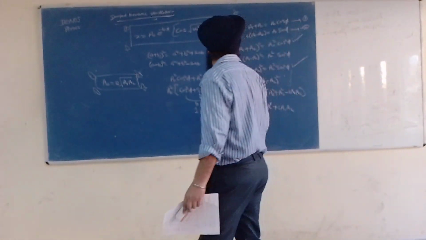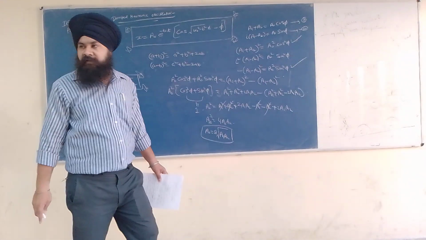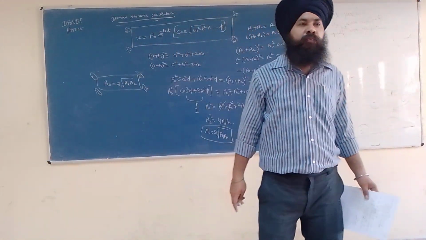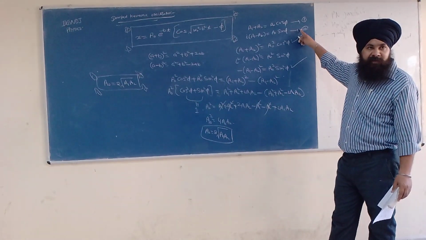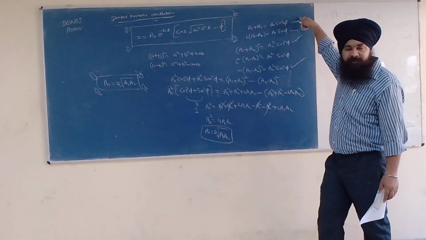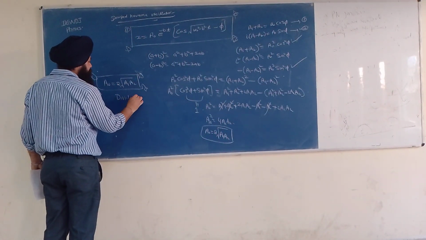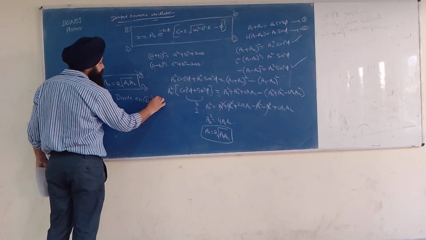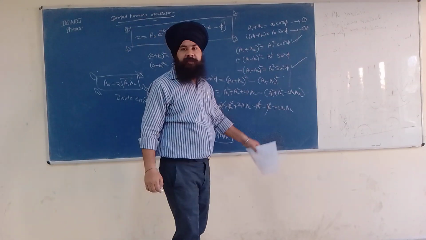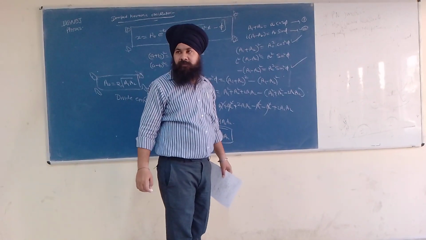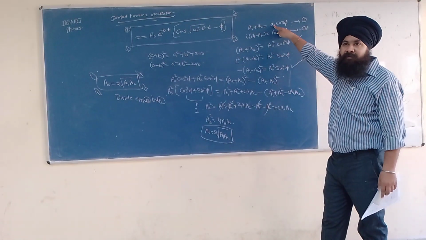And what is tan phi? If I want to calculate phi, what am I supposed to do? I will divide equation 12 by 11. It becomes, see, a0 will cancel out. This a0 will cancel out with this a0.